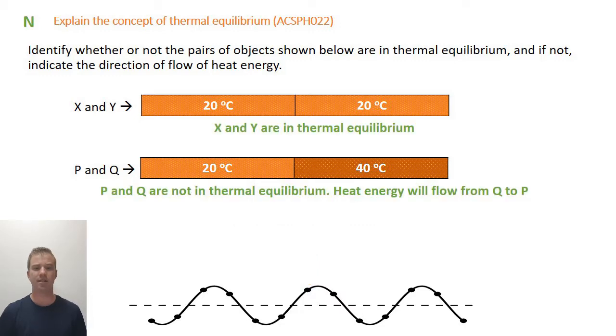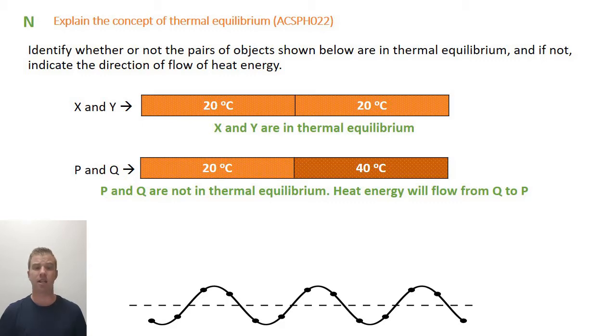Okay, let's have a look at the answers. You've got X and Y in thermal equilibrium, the same temperature. So you can see that's pretty straightforward. For P and Q, they are not the same temperature, so they are not in thermal equilibrium, and the heat energy will go from Q to P, so the 40 degrees to the 20 degrees. So it goes from the hotter object to the cooler object.